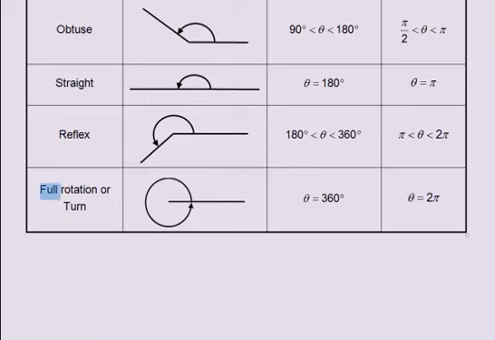Type of angle, a full rotation or turn. A full rotation is depicted like this. In degrees, a full rotation is 360 degrees. In radians, a full rotation is 2 pi.